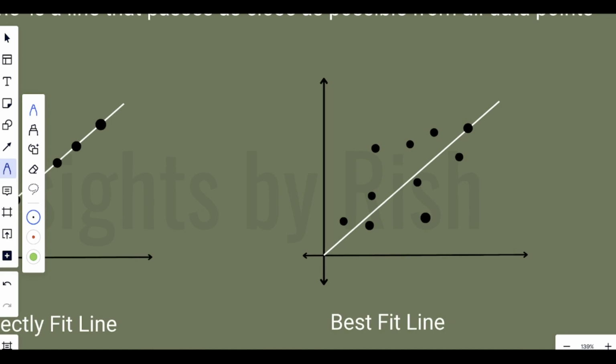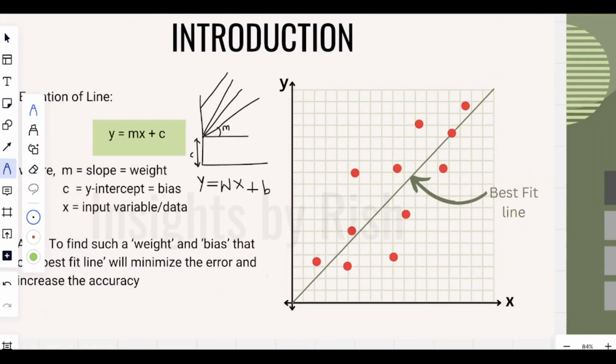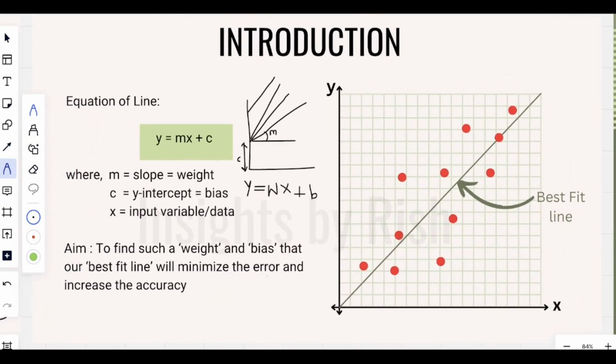So the line that cannot pass exactly through all data points, but tries to pass as close as possible to all the available data points, is called the best fit line. So here our main aim is to find such a value of weight and bias that it will plot a best fit line which will have the minimum distance from all of these points.